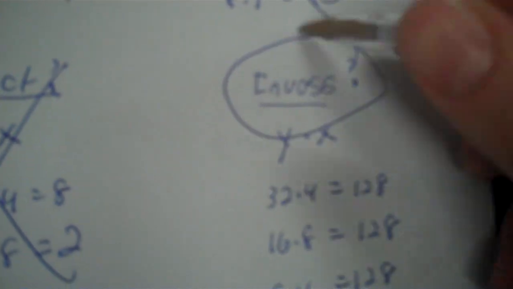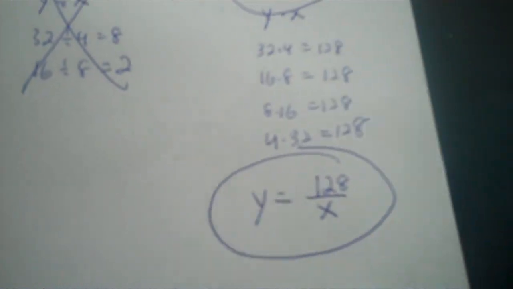So circle inverse. Now you got to write the equation for inverse. Inverse means you got y equals, but you make a fraction with x on the bottom. Now as far as what is it divided by x, it's this 128 I just came up with. Because you see, if I put 4 in for x, 128 divided by 4 is 32. If I put 8 in for x, 128 divided by 8 is 16. 16, there's 8. 32, there's 4, so that's the right answer.